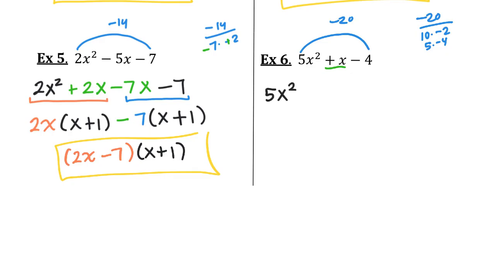I'm going to split my middle term into positive 5x minus 4x because that is equal to x. And you could have the opposite order. We'll have the same answer at the end. Between these two, let me take out the 5x.